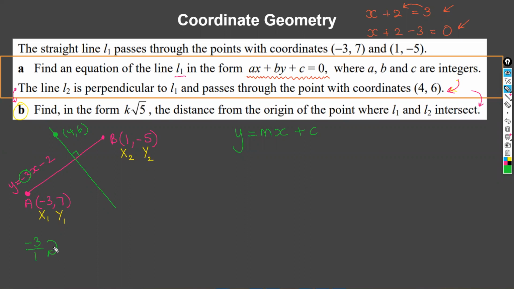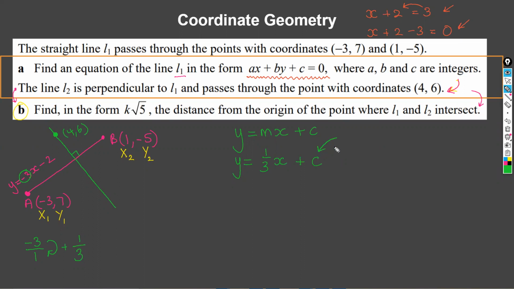So I think I know the answer now. When you flip this, you will get 1/3, but the negative will change to what? Positive. So the gradient of this line is actually positive 1/3, right? So I'm not too sure how so many people got the 1/5, right? But a good few people did get the positive 1/3.